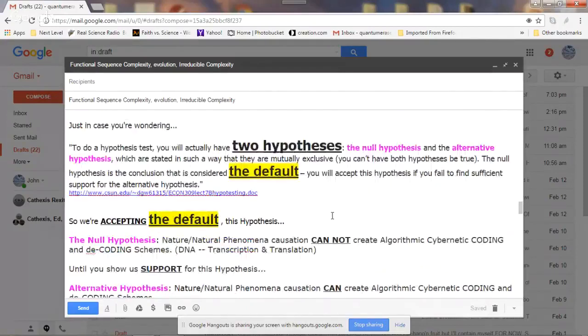Just in case you're wondering, to do a hypothesis test, you will actually have two hypotheses, the null and the alternative, which are stated in such a way that they are mutually exclusive. That is, you can't have both hypotheses be true. The null hypothesis is the conclusion that is considered the default. You will accept this hypothesis if you fail to find sufficient support for the alternative hypothesis.